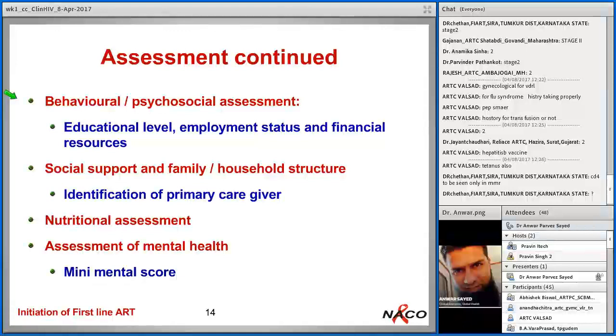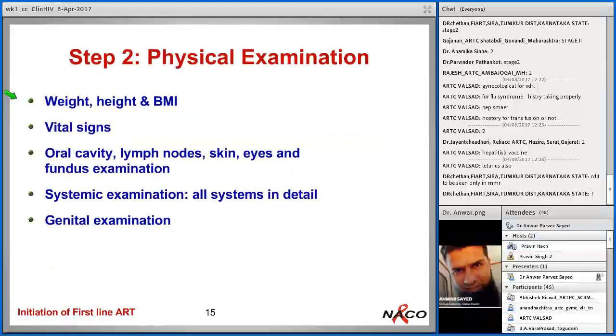Then behavior or psychosocial assessment, educational level of the patient, employment. Though we record this, sometimes this is not reliable, so that history needs to be taken properly. Social support or family history, especially regarding positive status in the family, of the spouse or children and all that.